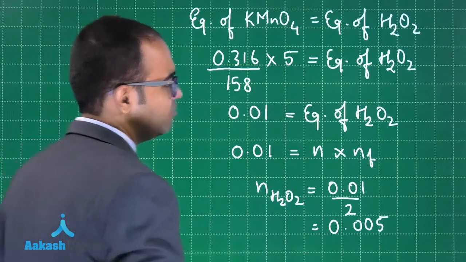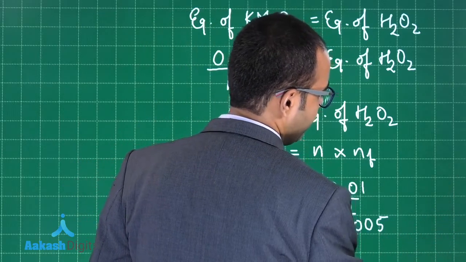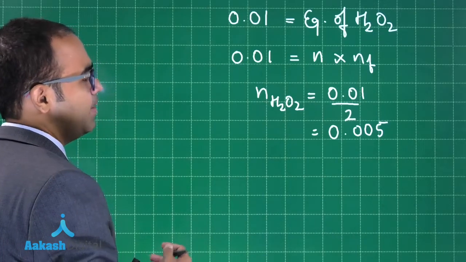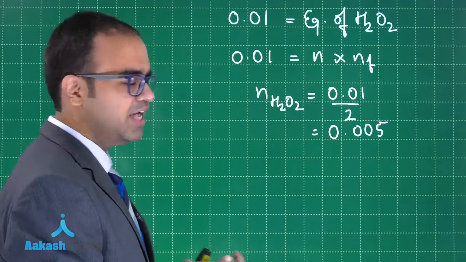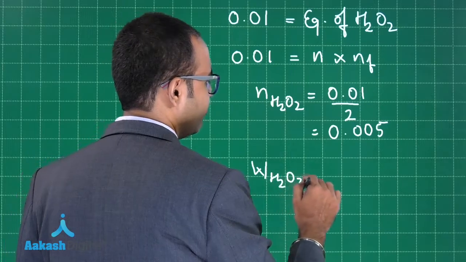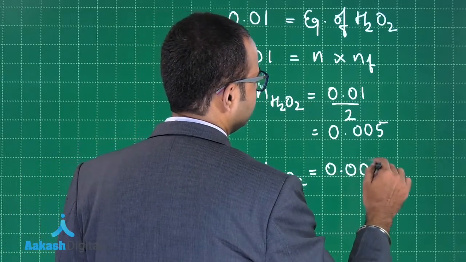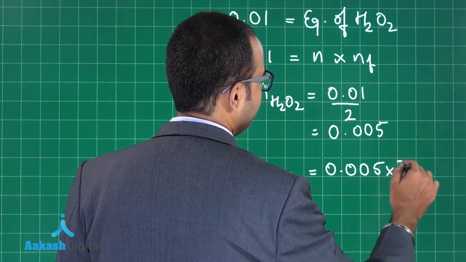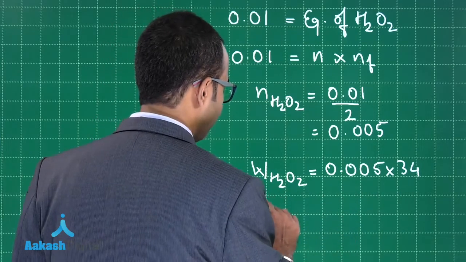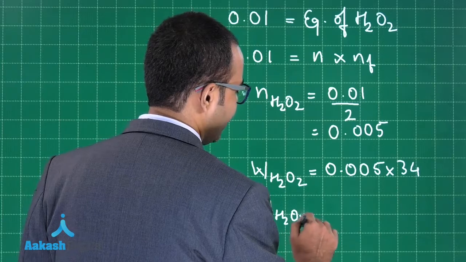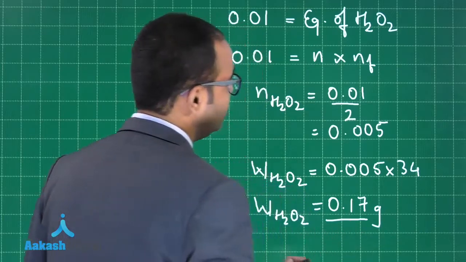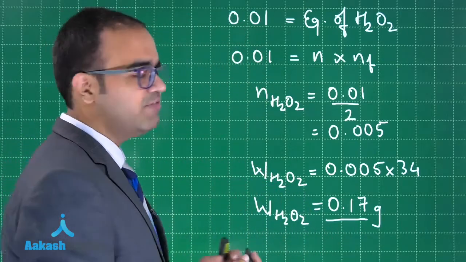So now we'll convert it to mass. How to convert it to mass? We will multiply this by the molar mass of H2O2. So what is the molar mass of H2O2? It is 34. So this is 0.005 multiplied by 34. So mass of H2O2 would be how much? This is 0.17 grams. So we have the mass of H2O2, that is 0.17 grams.